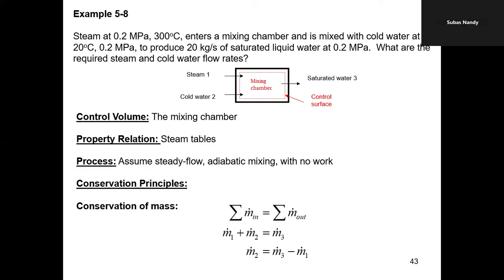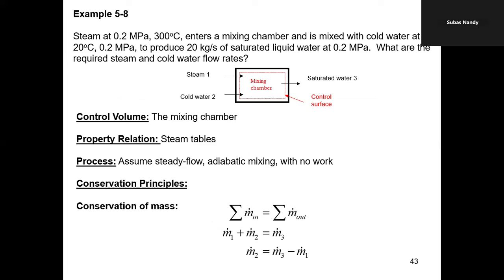Steam at 0.2 megapascal, 300 degrees Celsius enters a mixing chamber and is mixed with cold water at 20 degrees Celsius, 0.2 megapascal to produce 20 kilograms per second of saturated liquid water at 0.2 megapascal. What are the required steam and cold water flow rates?